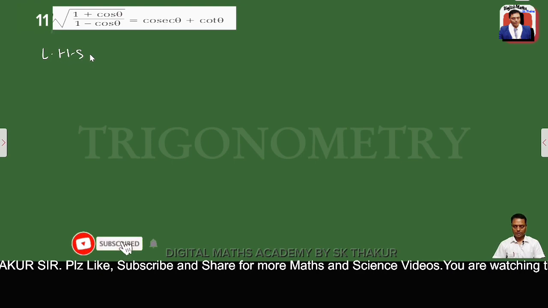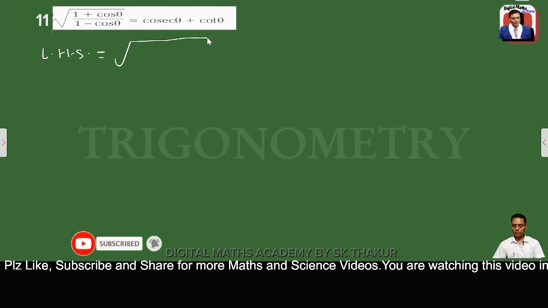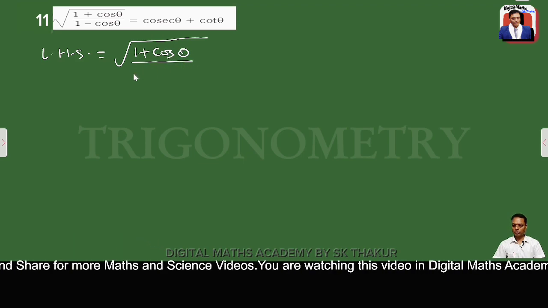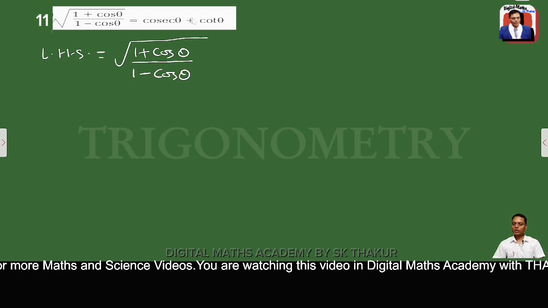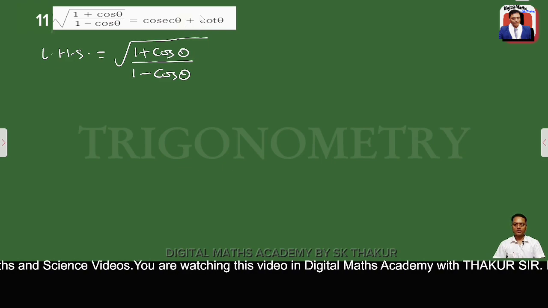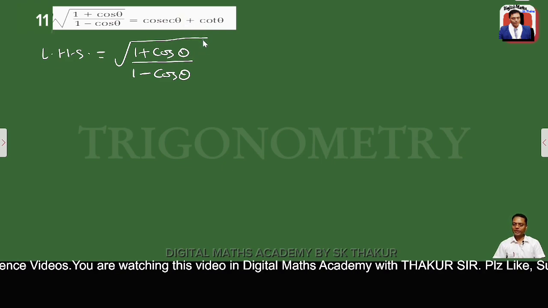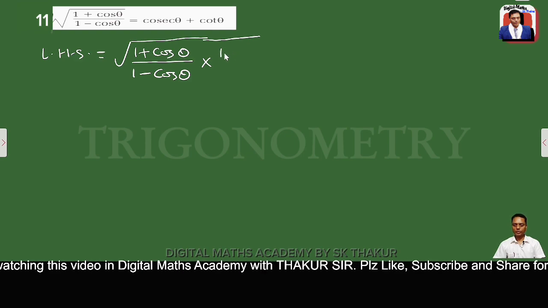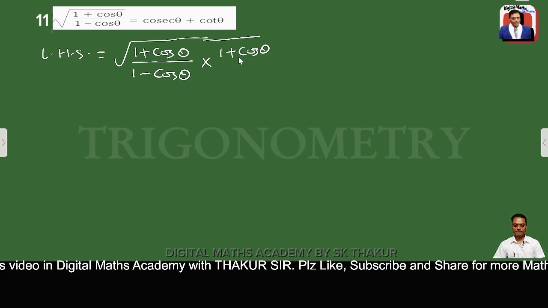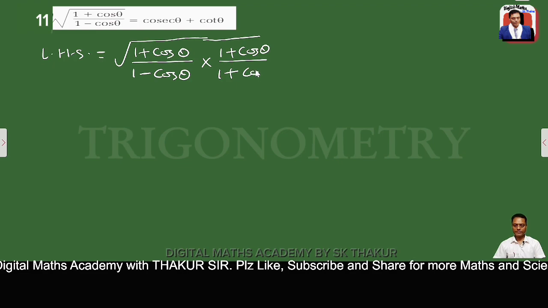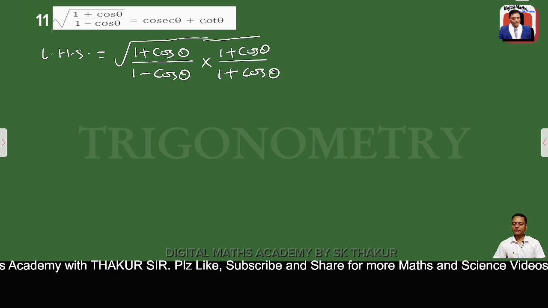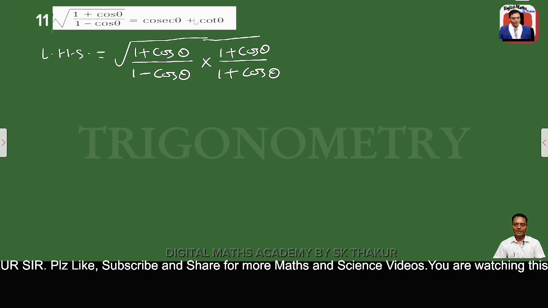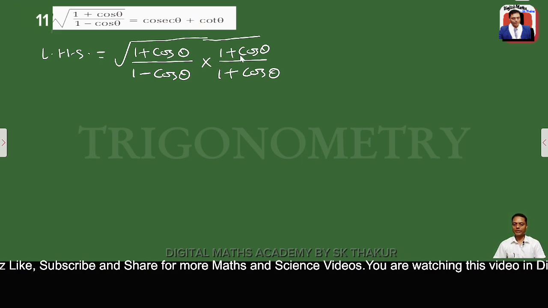So left hand side here is under root (1 + cos theta) over (1 − cos theta). So we have to see the right hand side. Right hand side there is a positive sign, so we are going to multiply the numerator and the denominator with 1 plus cos theta, because at the right hand side we have positive sign. If there be negative sign, we would multiply up and down by 1 minus cos theta.